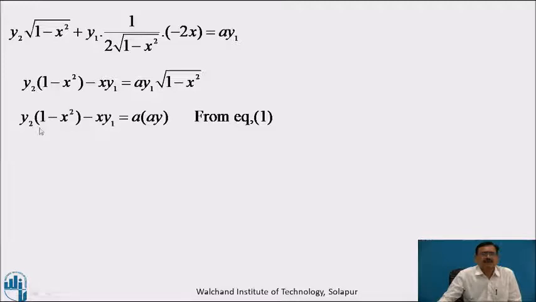That is y2 into bracket 1 minus x square minus x y1 equal to a into, from equation number 1, what we have, y1 into square root of 1 minus x square is a y.